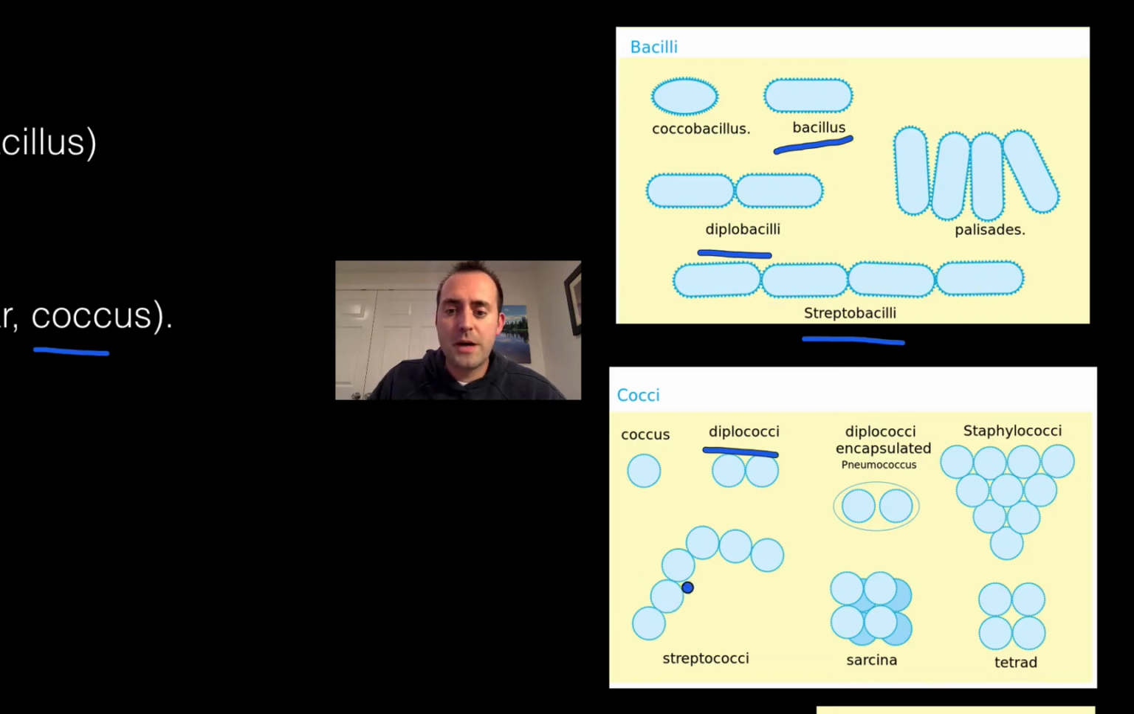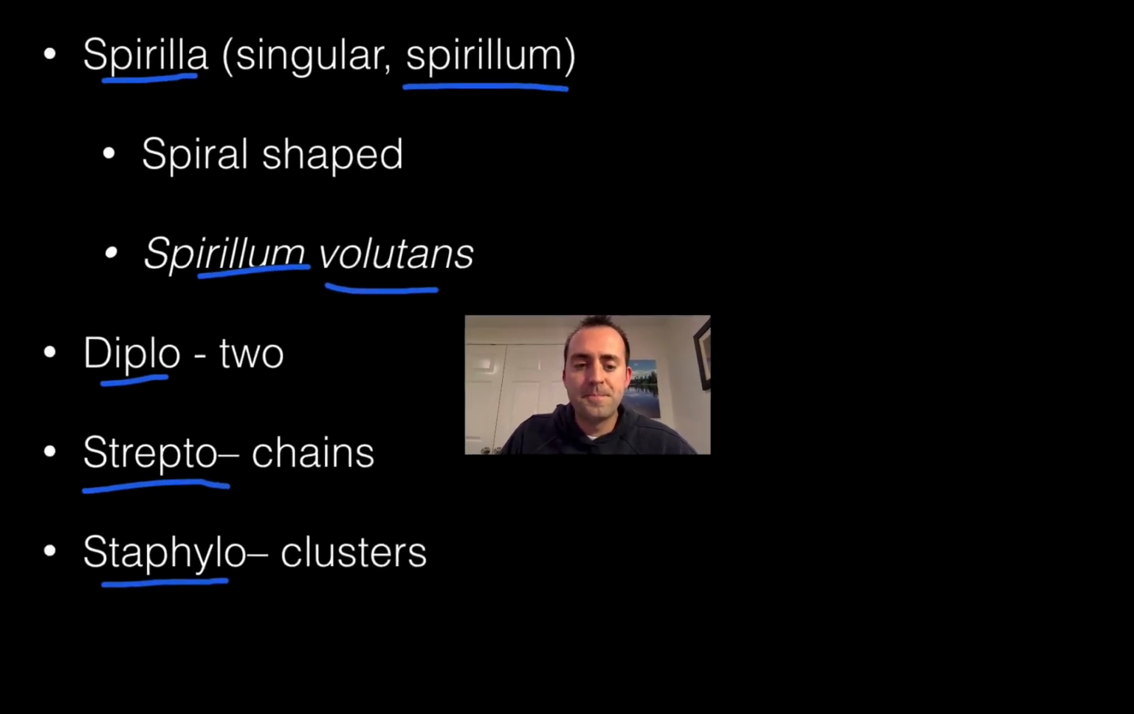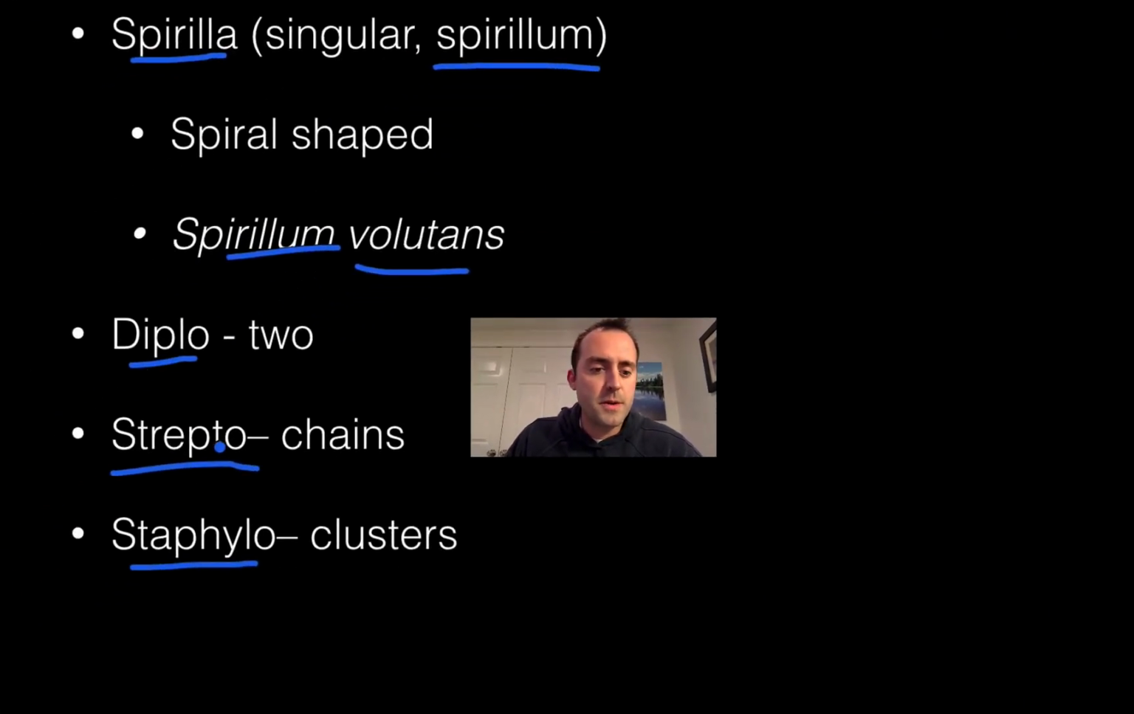Or you could have streptococci. This is actually the type of bacteria that causes strep throat, a long chain of spherical bacteria cells. And then we can have staphylo. Staphylo are bacteria that are grouped in clusters like this. Like if you've ever heard of staph infections, that's caused by a staphylococci bacteria. And so those diplo, strepto, and staphylo are just ways of describing the arrangement of the three different shapes, well really two different shapes, cocci and bacilli.